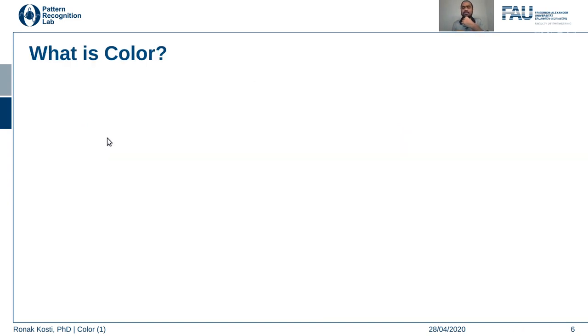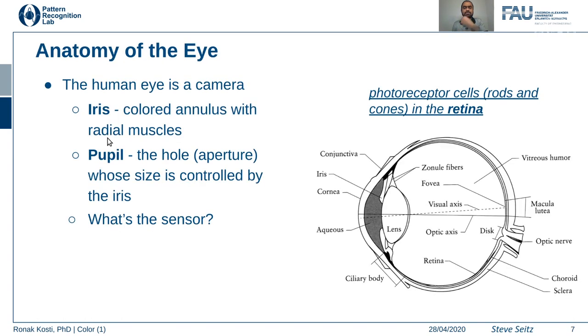So what is color really? When you think of it, it's all we can see, right? But is what we see the same for everyone or not? We want to find it out. For that, we want to see how our human eye works. Let's check out the anatomy of our eye.